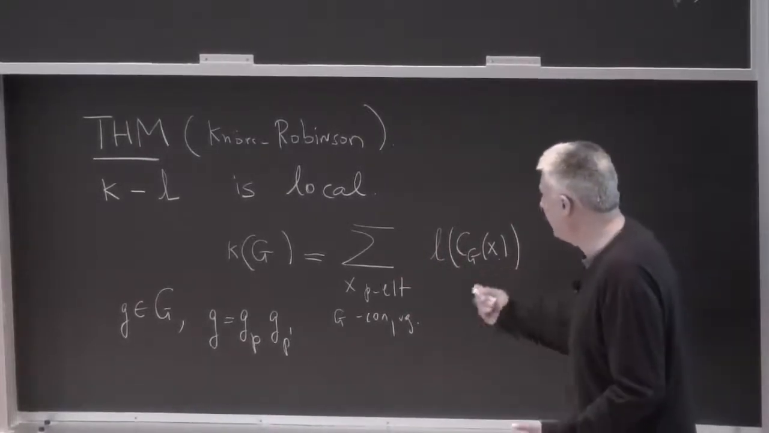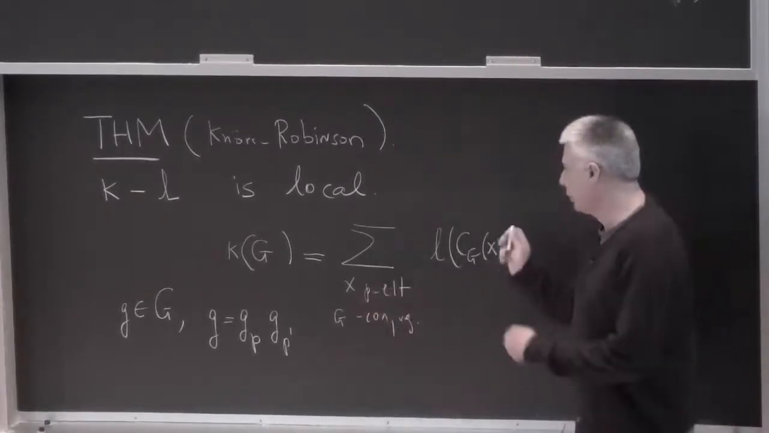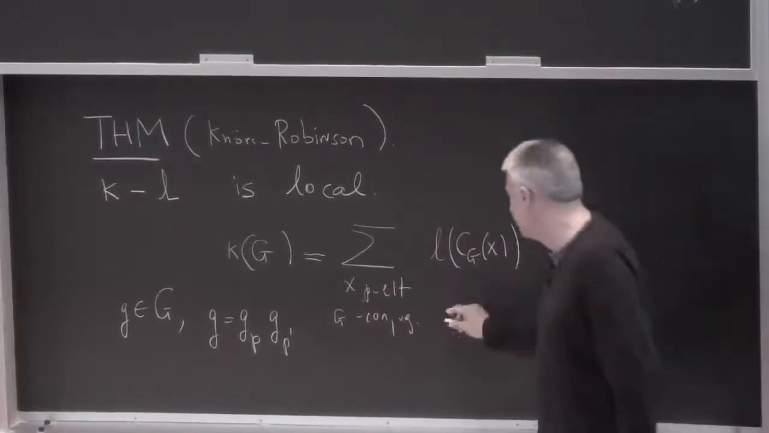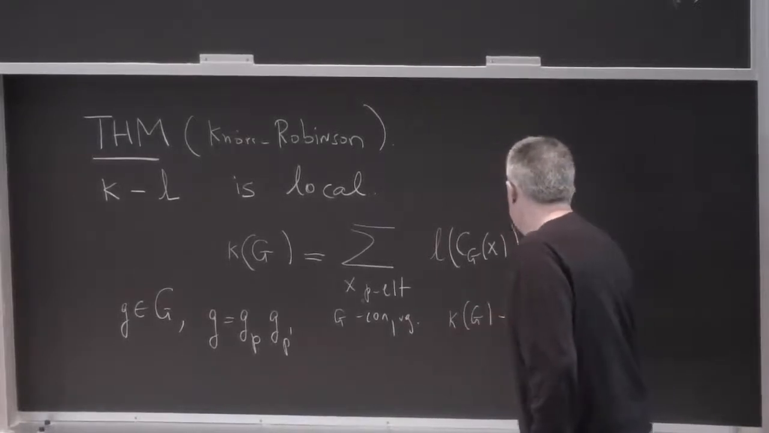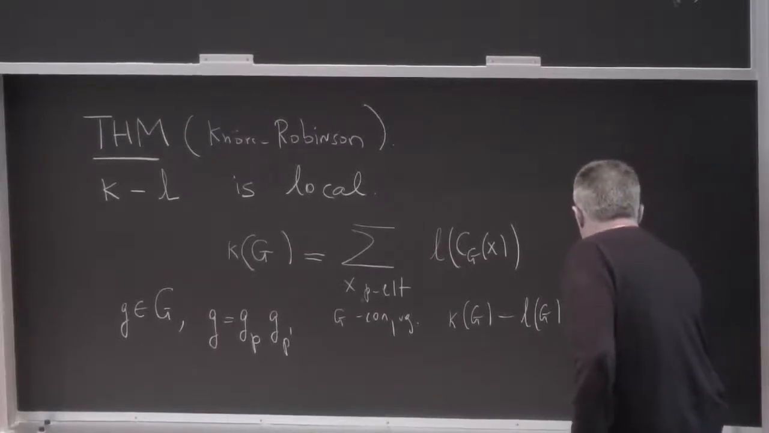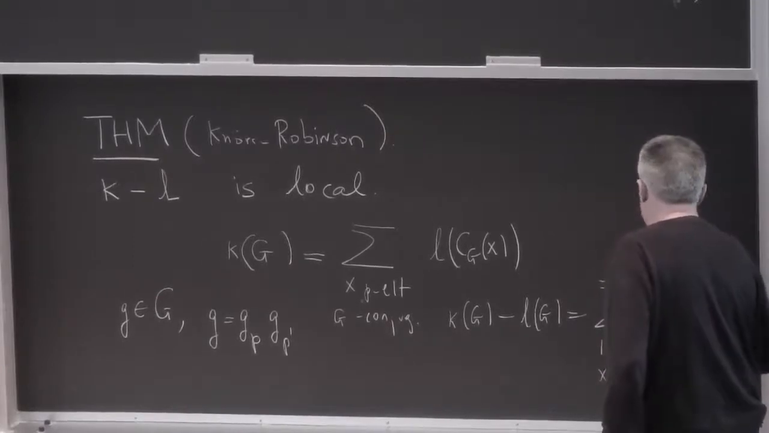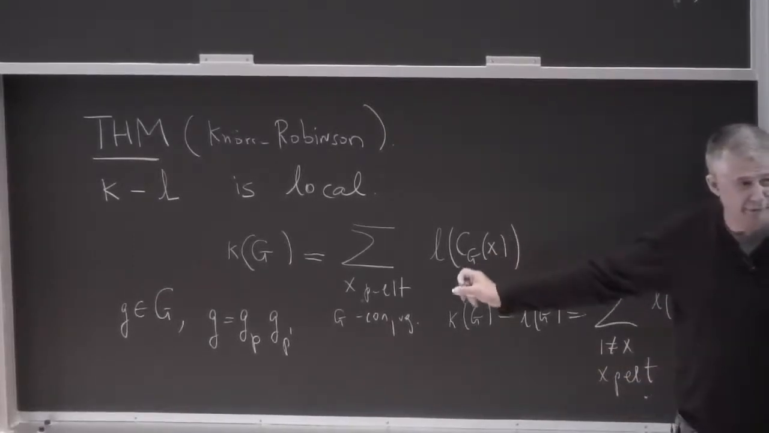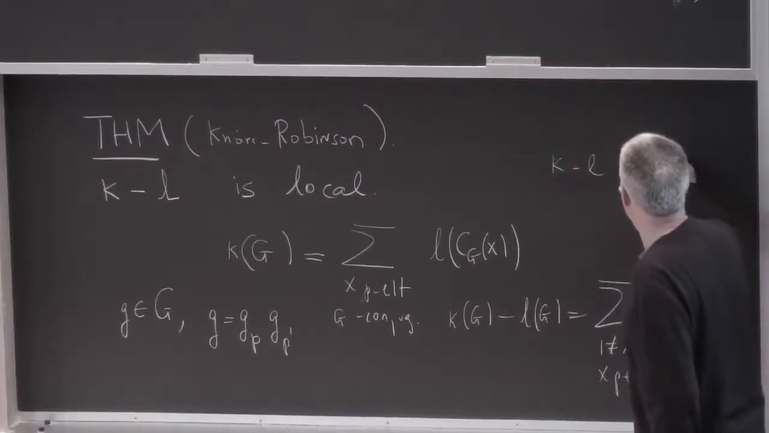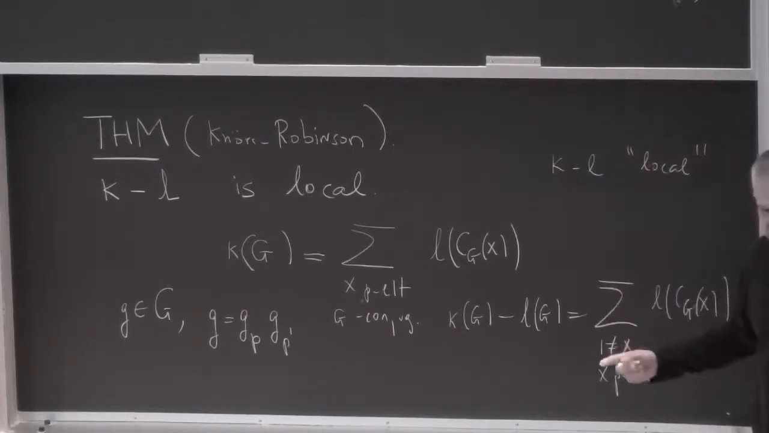So now, what is k minus l? X can be 1, of course. So when x equals 1, you put l of G on the other side. So it's saying that k of G minus l of G is the sum over the nontrivial p-elements x of l of the centralizer of x. So using this formula from elementary group theory, you know that k minus l is local. Local means that it can be computed in the centralizers of p-subgroups, etc.